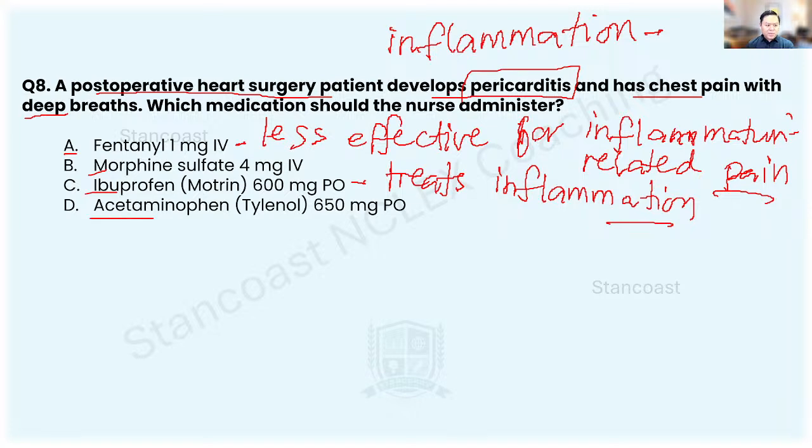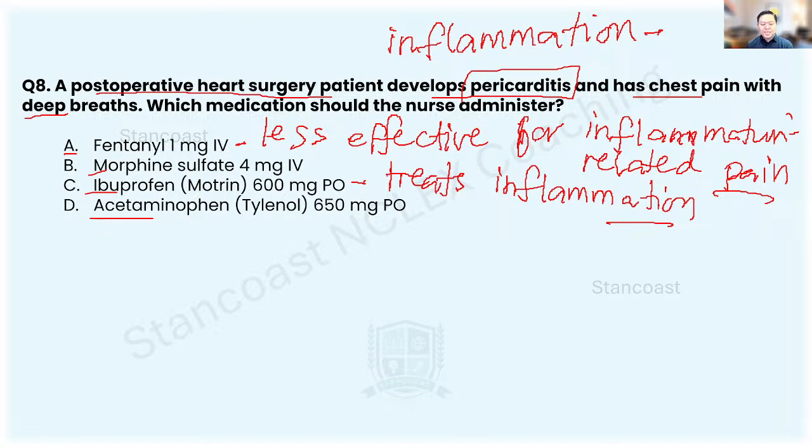So same thing with letter D, acetaminophen Tylenol, 650 milligrams PO. It will not really address the inflammation effectively. Okay. So yeah, looks very simple. It is a non-steroidal anti-inflammatory agent. Yes, thank you, Munther. This is a non-steroidal anti-inflammatory agent that is effective in reducing the inflammatory process in the lining of the heart.